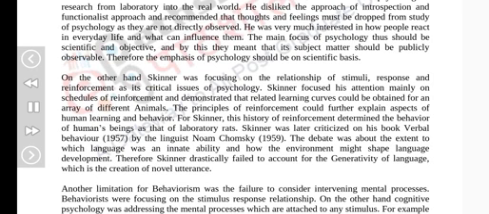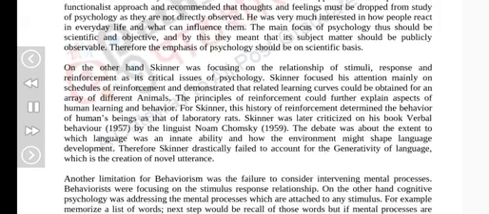Skinner was later criticized on his book Verbal Behavior, 1957, by the linguist Noam Chomsky, 1959. The debate was about the extent to which language was an innate ability and how the environment might shape language development. Therefore, Skinner drastically failed to account for the generativity of language, which is the creation of novel utterances.